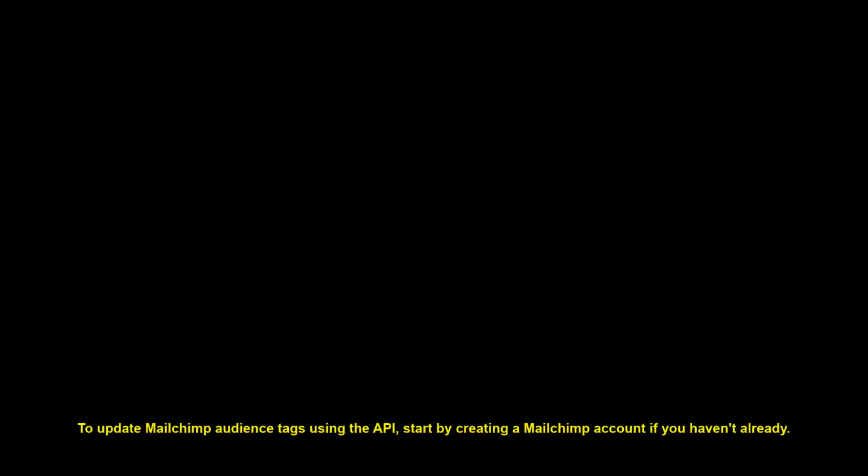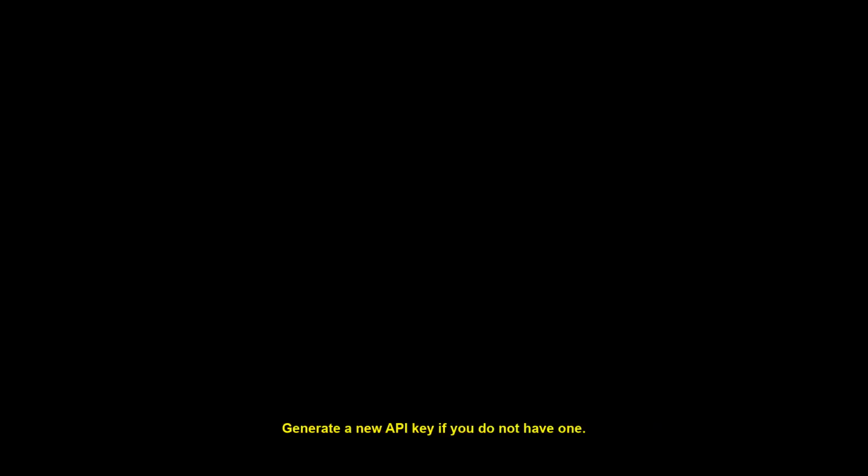clearly. To update Mailchimp audience tags using the API, start by creating a Mailchimp account if you haven't already. Once logged in, navigate to the API keys section under account settings. Generate a new API key if you do not have one. Copy the API key for later use.